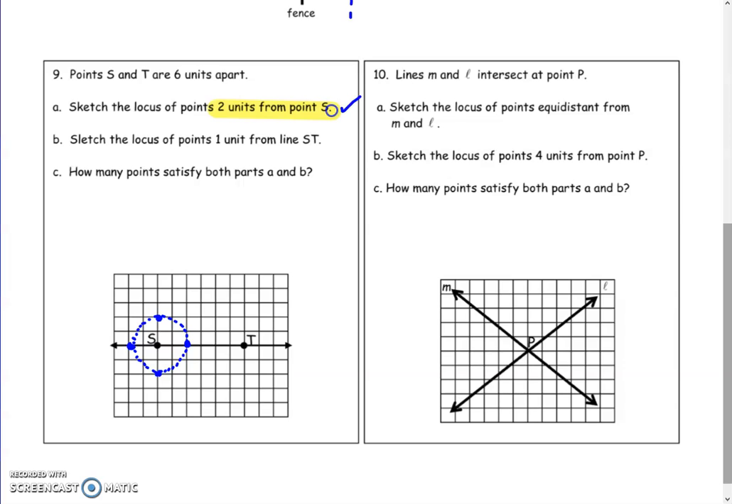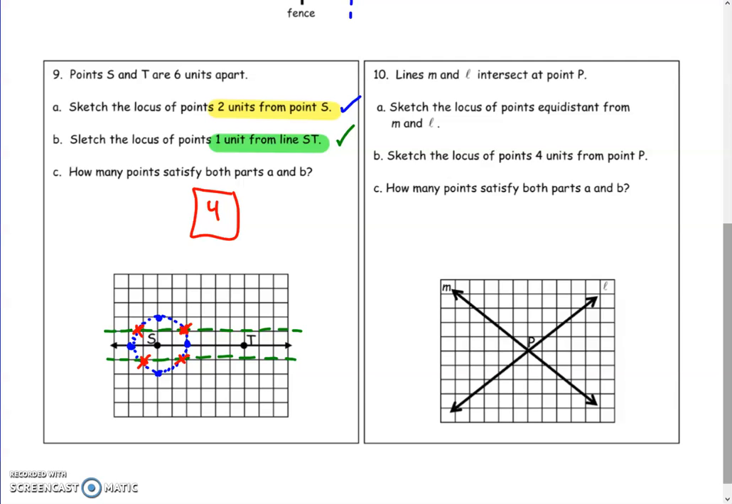Now I want to sketch the locus of points 1 unit from line ST. 1 unit from a line will be 2 lines, 1 unit above and 1 unit below. Okay, did that part. And then the follow-up, how many points satisfy both parts A and B? It would be where the blue circle crosses the green lines. 1, 2, 3, 4. 4 points satisfy both conditions.